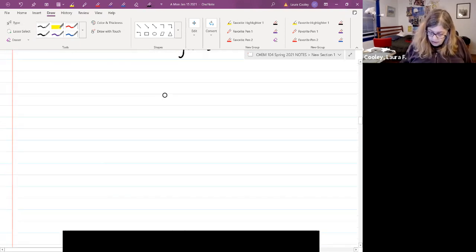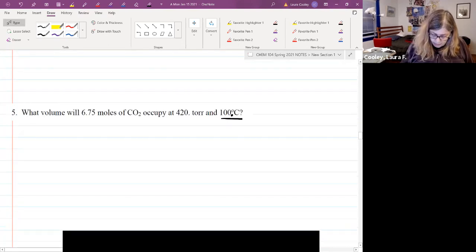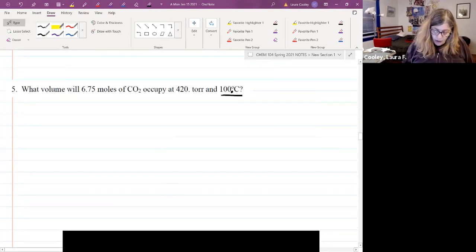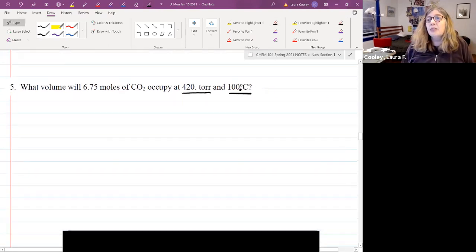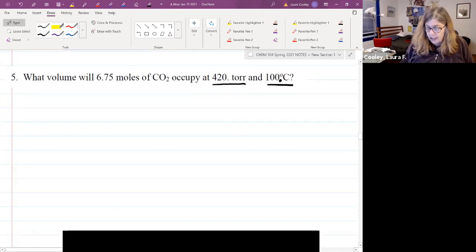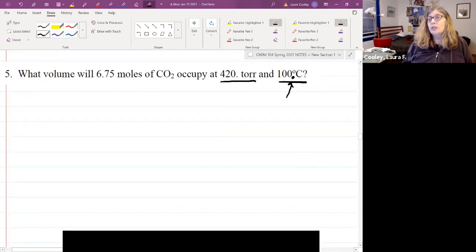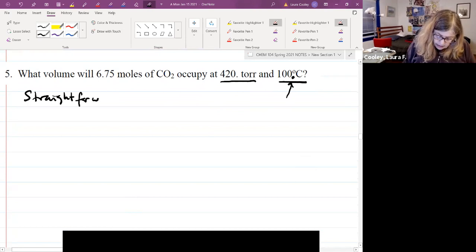So let's go and just launch into a problem. What volume will 6.75 moles of carbon dioxide occupy under 420 torr pressure at 100 degrees C? And I put a decimal point here to indicate I really would like you to use 3 sig figs in your answer. So this is a pretty straightforward application of the ideal gas law.